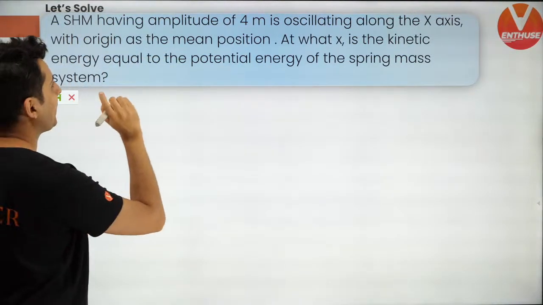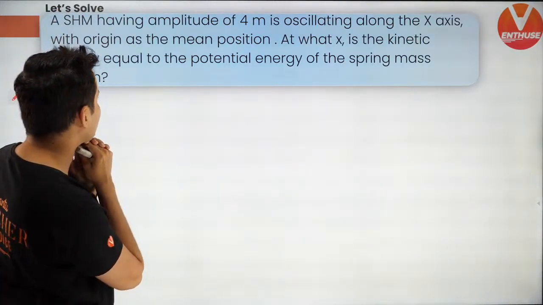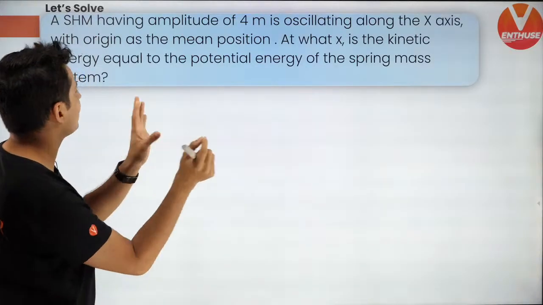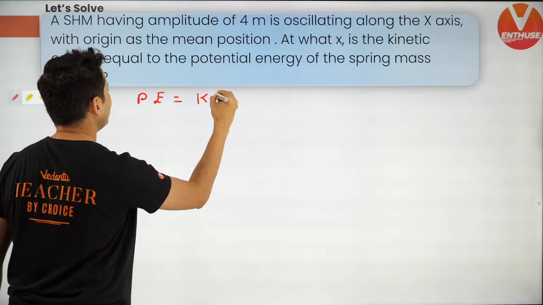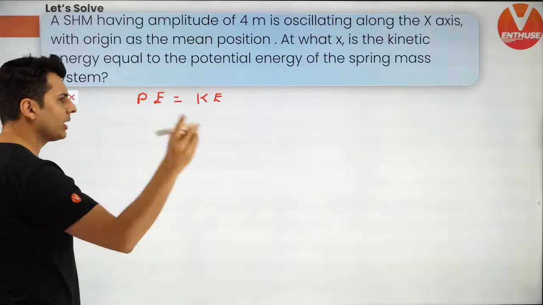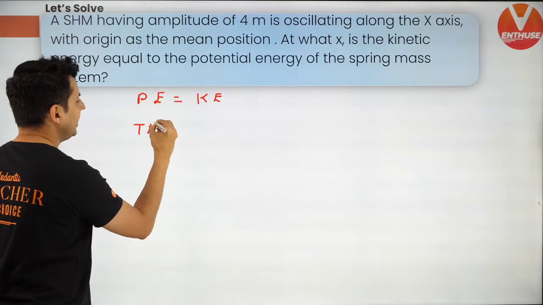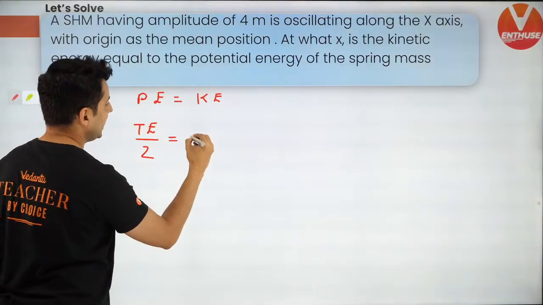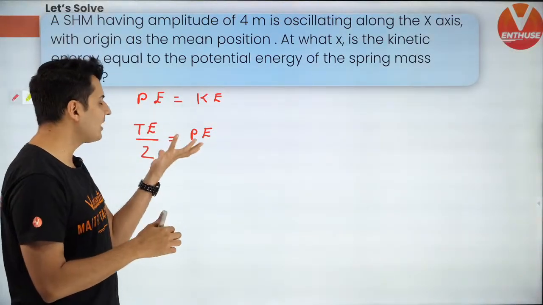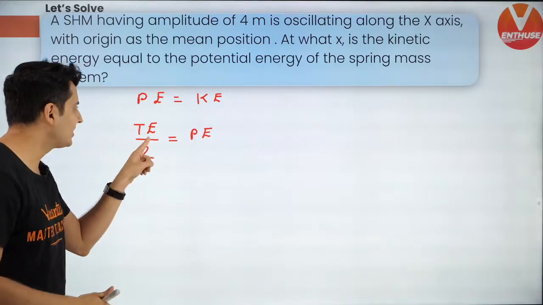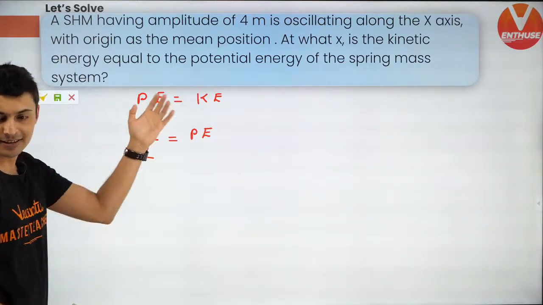Okay, so now the SHM has an amplitude of 4 meters and it is oscillating in the x-axis. Where is the kinetic energy equal to the potential energy? Okay, now the moment potential energy equals the kinetic energy, think about it, both are equal in nature. Can I say half of the total energy is exactly equal to the potential energy, because potential energy and kinetic energy are equal, their sum should be total energy. So half of the total is potential, half of the total is kinetic, isn't it?